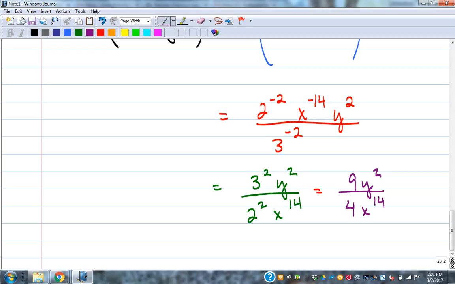Reduce coefficients, don't reduce exponents. Unless they're a fraction. We don't have any of those today. We'll get to those later. So there's our final answer. A lot of work for that one, but doable. Let's do uno más.